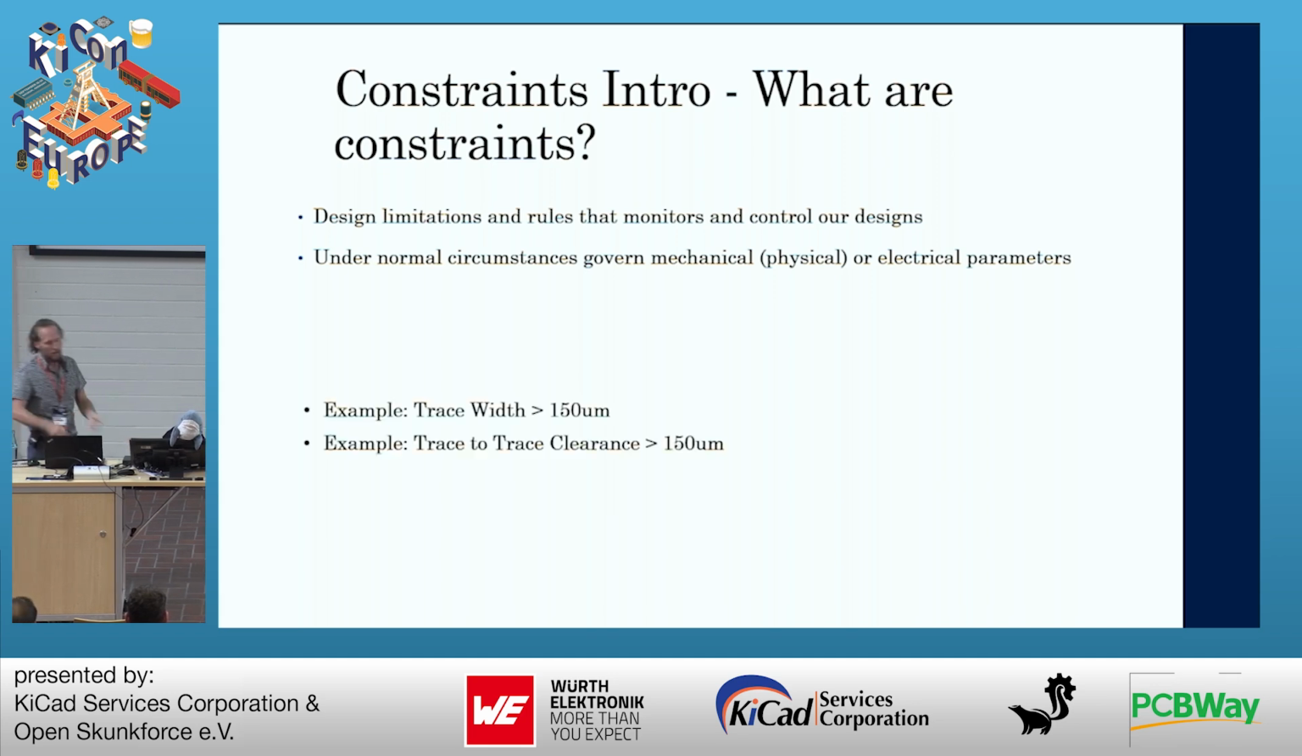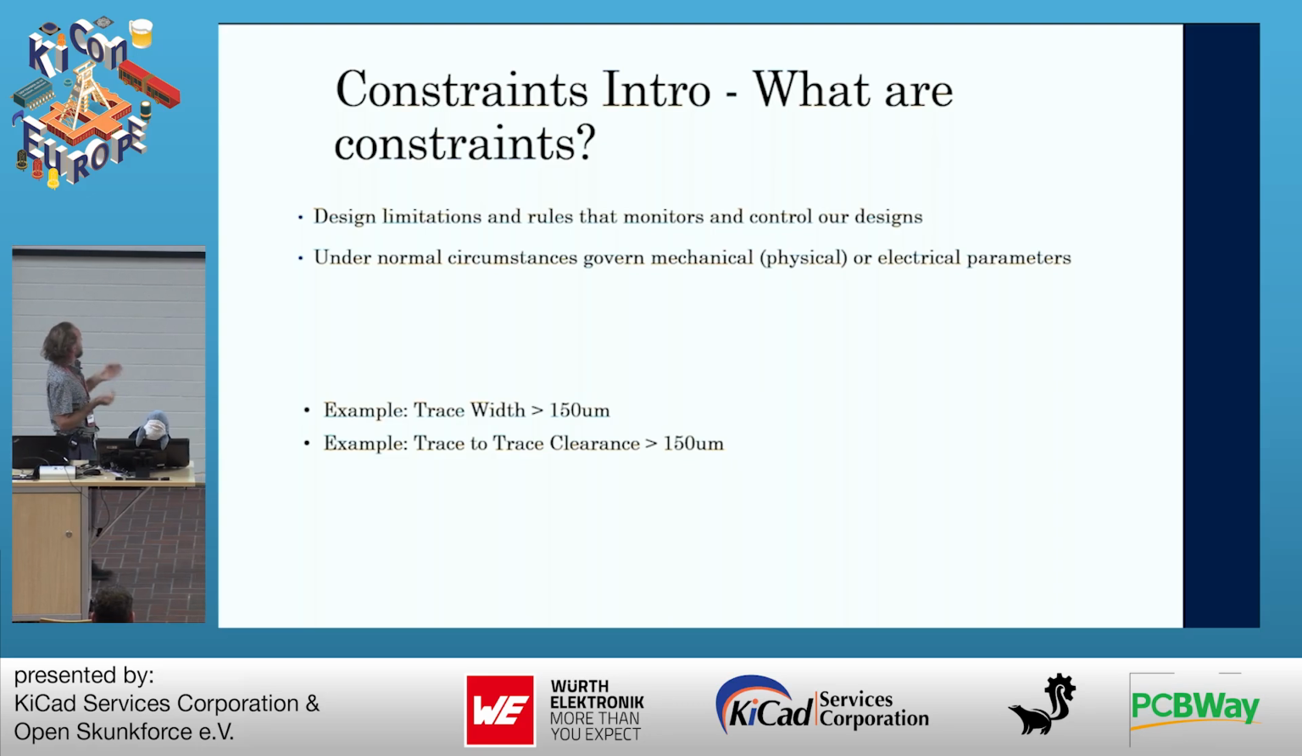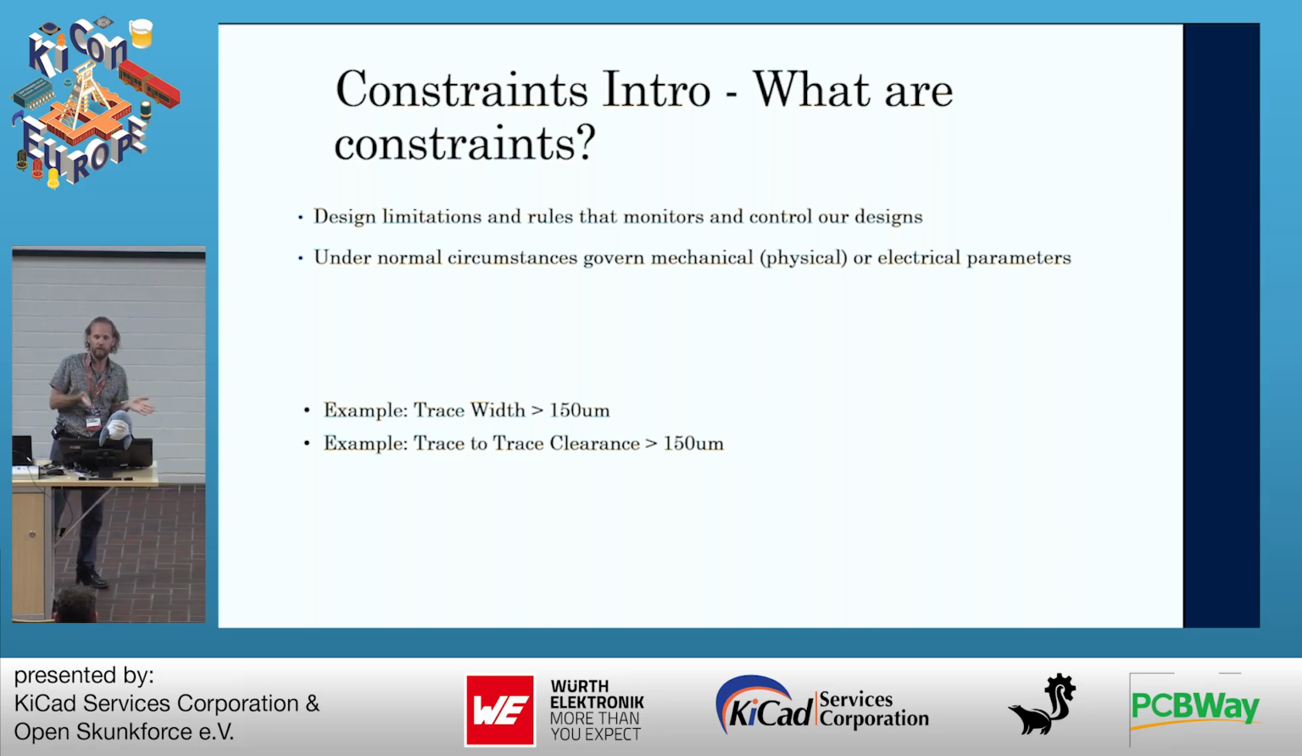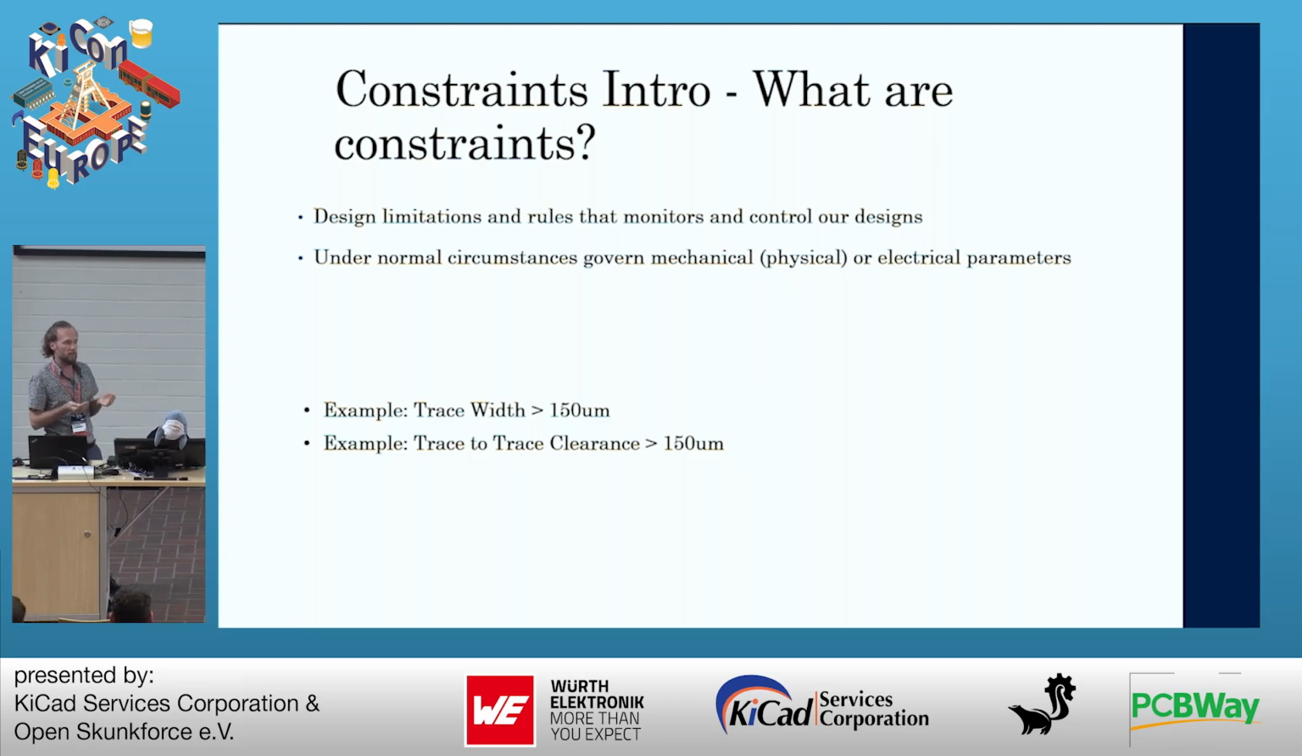Let's take an example. If you're putting a constraint into your design that all traces should have a minimum width of at least 100 micrometers, that's a constraint. There could be different reasons for that. One typical reason for having such a constraint is that you're able to manufacture it.